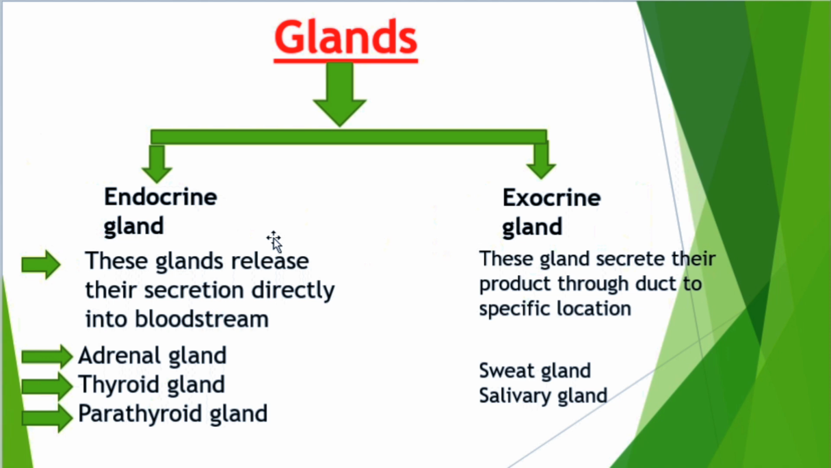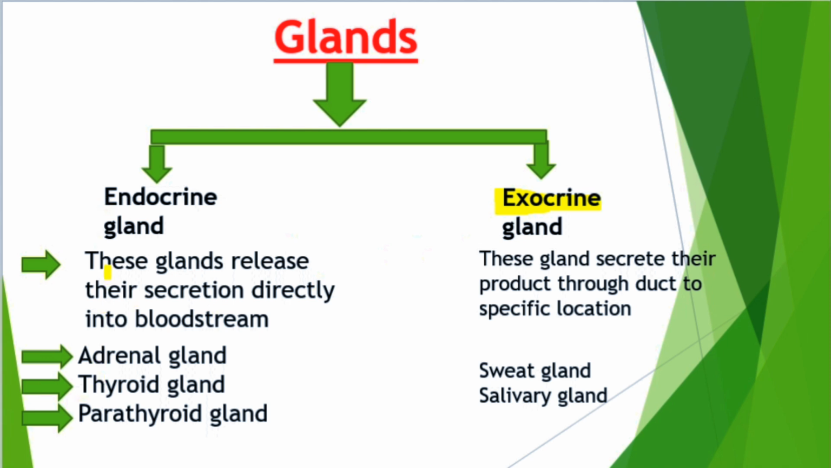Glands are basically the organs or cells that are mainly responsible to secrete, to produce and release a specific substance. These substances perform a specific function in our body. This group of cells or organs is basically called glands. On the basis of the duct we will divide the glands into two categories. The first one is endocrine glands, and the second one is exocrine glands.